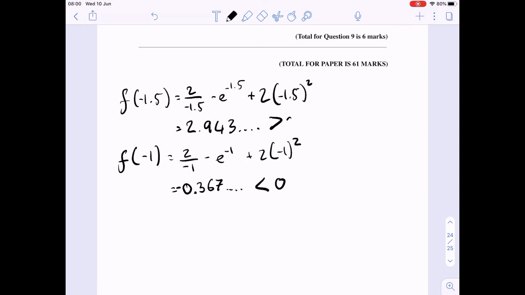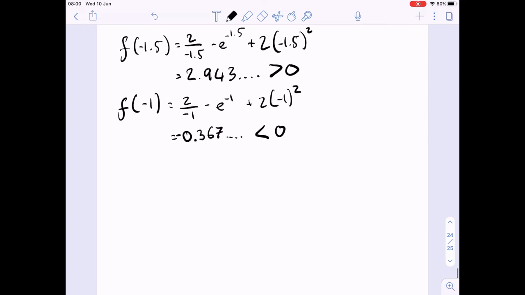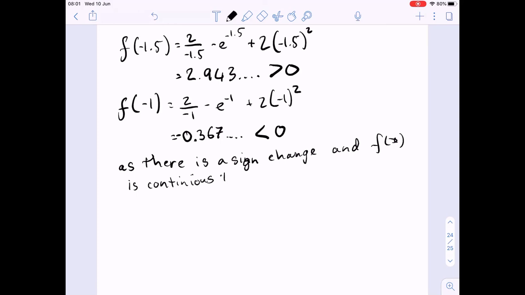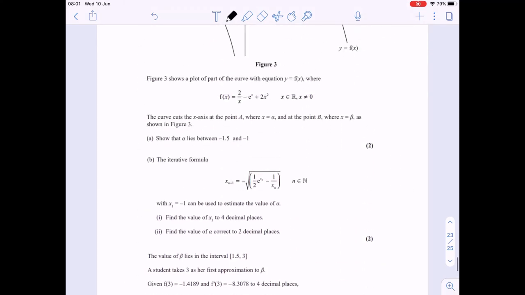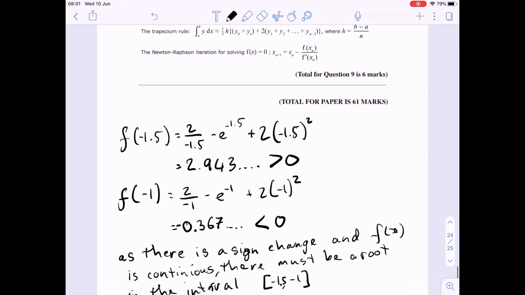0.367... So this is less than 0, this is greater than 0. So we can then conclude, as there is a sign change and f of x is continuous, there must be a root in the interval 1 to 1.5 there, really, shouldn't I? Okay. I mean, I could even use curved brackets there, but it doesn't matter at this stage.